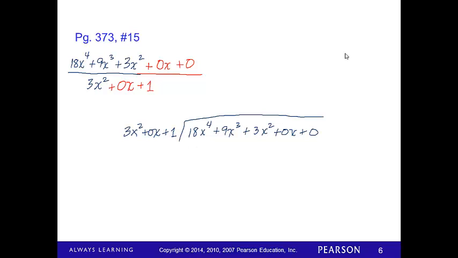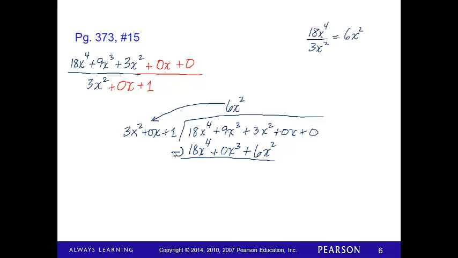So 18x to the 4th power divided by 3x squared is 6x squared. And then you multiply each term, and the divisor will be multiplied by the 6x squared. So 6x squared times 3x squared is 18x to the 4th. 6 times a 0 is going to be 0x to the 3rd. You see how it's an x, and this is an x squared. And then 6x squared times 1 is plus 6x squared.